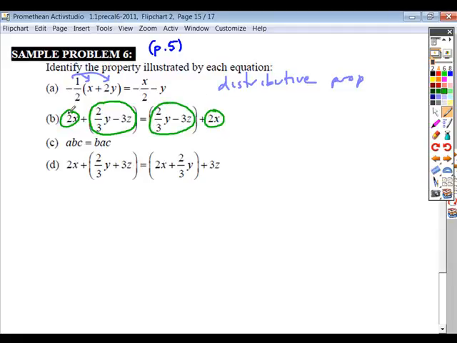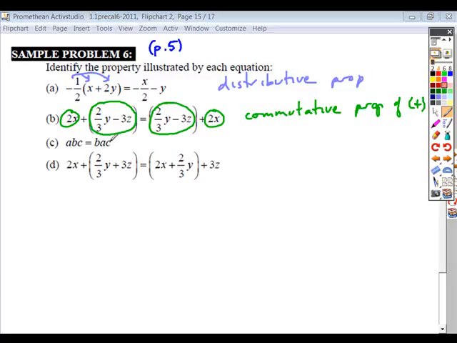Is the order of those two groups the same? No, it's 2x first and then this quantity. Here it's the quantity and then the 2x. So the order changes. Change of order is illustrative of commutative property. And then just identify the operation you're adding here. So this is an example of commutative property of addition. Okay. What about C?